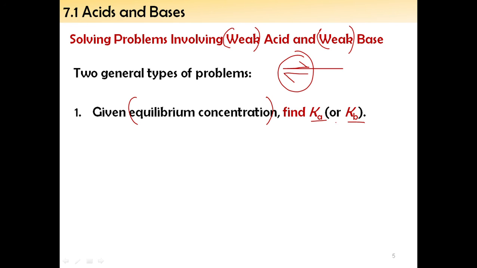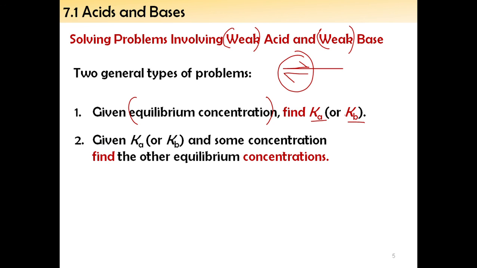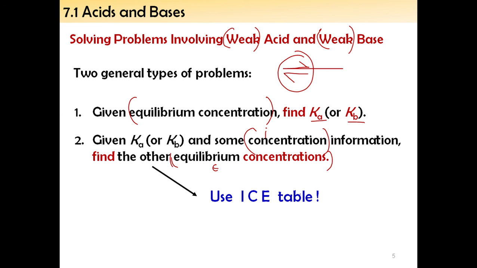Ni konsep dia sama macam chapter 6. Untuk saya cari Ka dengan Kb, I have to use the equilibrium concentration. Okay, but what if I am given Ka and Kb value and some concentration information, biasanya adalah initial, and the question asks me to find the equilibrium concentration. So ni sama juga. If I have initial, I want to find equilibrium. Apa yang saya kena pakai? I have to use ICE table. So every calculation involving weak acid and weak base mesti guna ICE table.